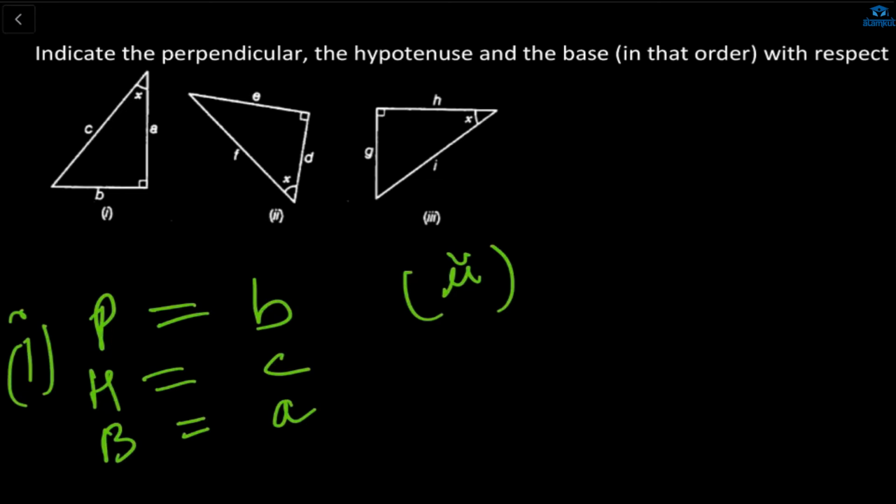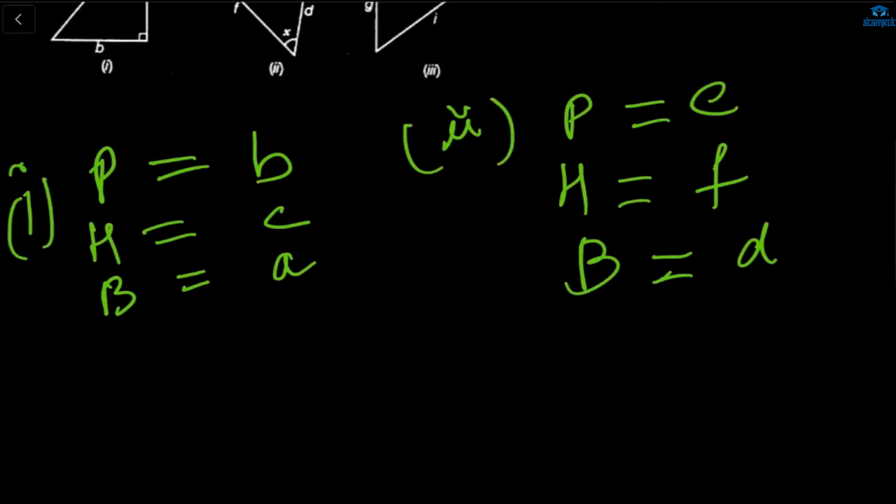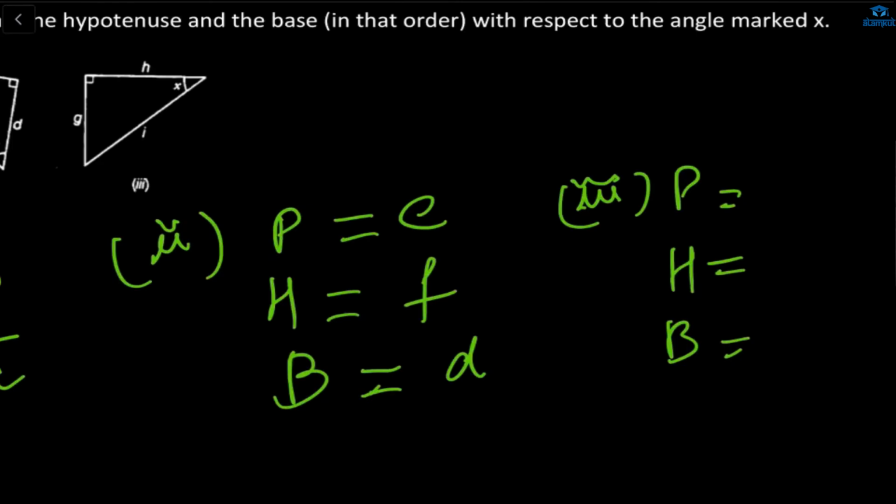Can you tell me for the second one, with respect to angle x? The perpendicular will be E, the hypotenuse will be F, and the base will be D. Very good. For the third one, perpendicular? G will be base, hypotenuse? Sorry, G will be perpendicular. The hypotenuse will be the longest side, opposite to the 90-degree angle.